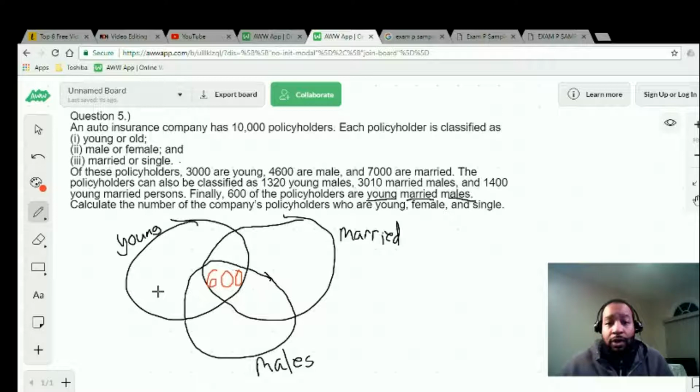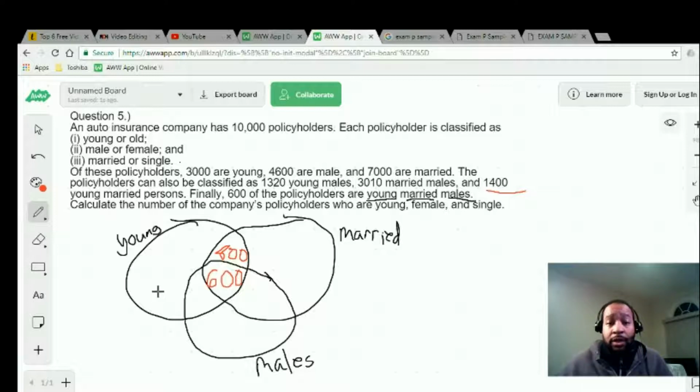So in this case, we have 1,400 that fall into the category of young married persons. That means that this is young and this is married, and that has to equal 1,400. Well, 600 is already accounted for in the young, married, and males. So that means that the other 800 have to come from somewhere, because it has to add up. 800 has to go here in order for this section to add up to 1,400. And make sure you understand what that means.